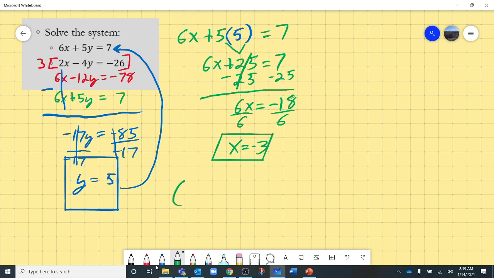And so our ordered pair would be negative 3, 5. And that's our final answer. Okay.